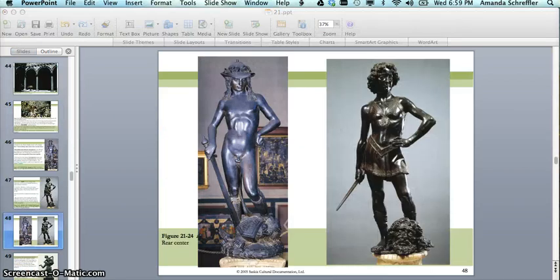Here we have the 2 statues of David by Donatello and Verrocchio. Be able to identify them and discuss their similarities and differences, and just remember that Donatello is responsible for introducing this contrapposto or this weight shift. So he's the first guy really to do that since classical antiquity, since Critios' boy. So that's also clearly important.